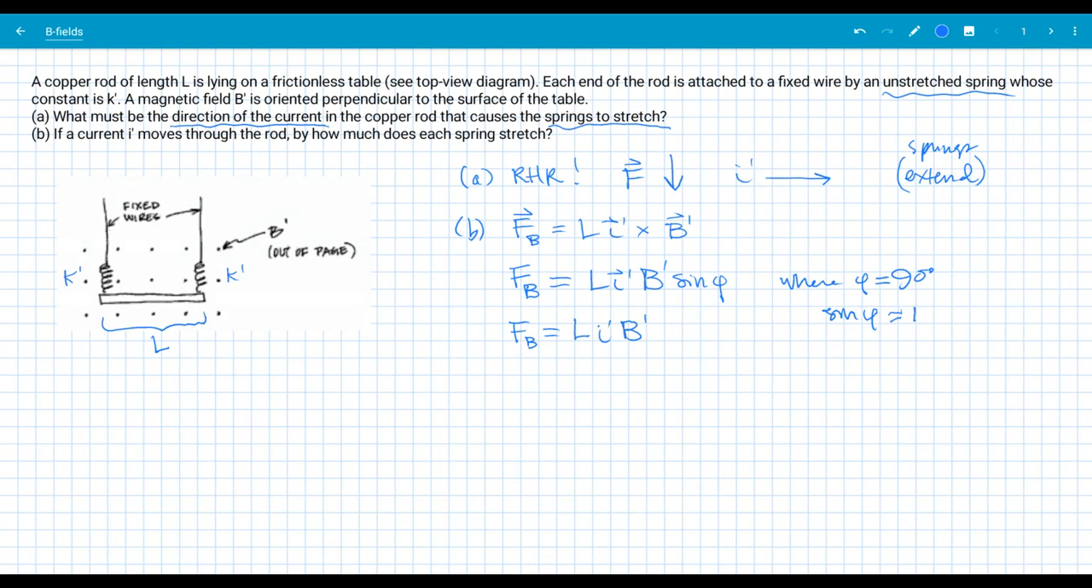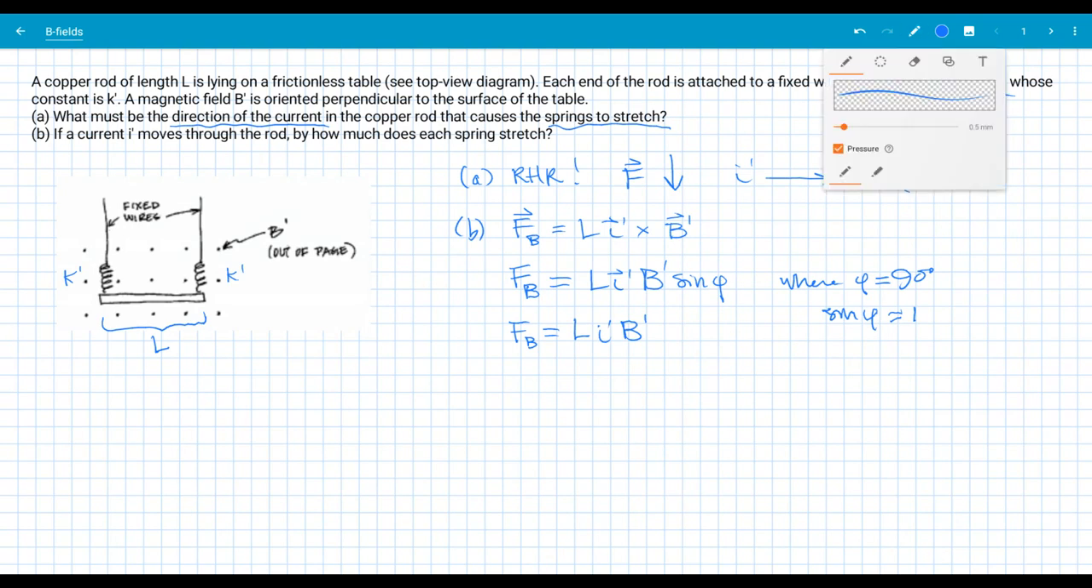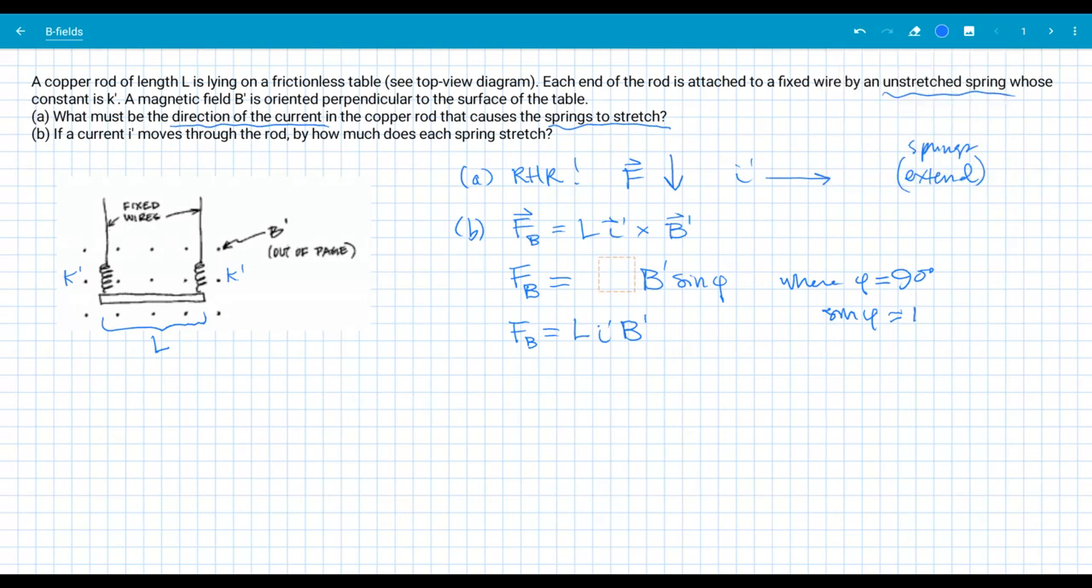Oh, I shouldn't have put this hat over my eye here. Let me just get rid of this hat. L I prime B prime. Cool, because that's all magnitude, right? Multiplied by each other. All right, so now we have a magnitude of the force. Now, what we know from Hooke's law is that the spring force magnitude is equal to K prime times X, whatever the extension is. And actually that's what we're looking for, right? How much does each spring stretch?